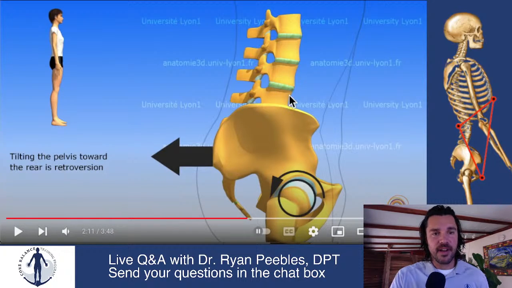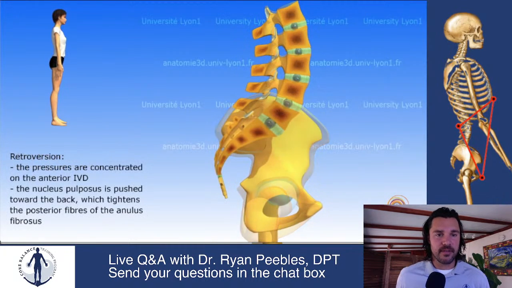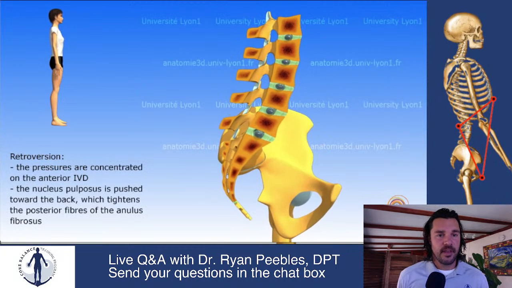But what happens in the front is a little bit of approximation, and the discs get compressed. But as you can see, it's not quite as bad. And we will continue with a little more detailed view.